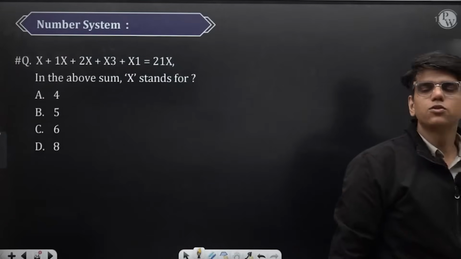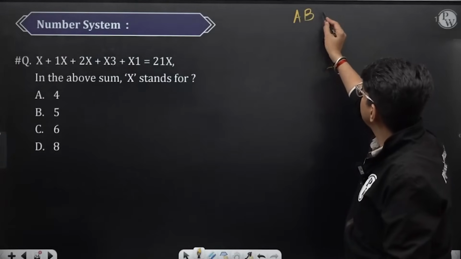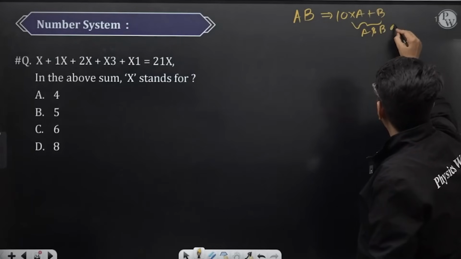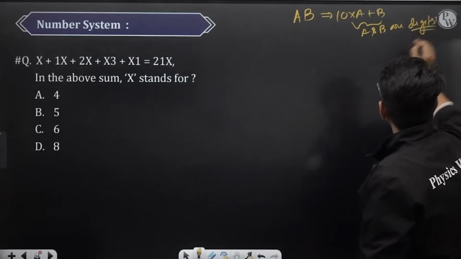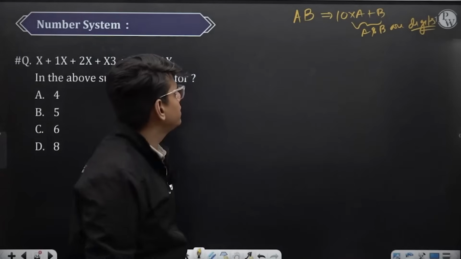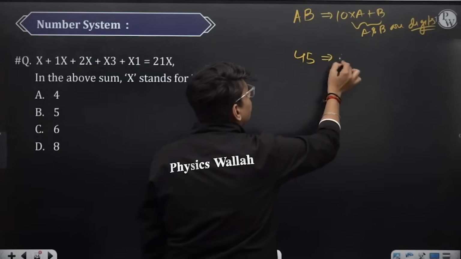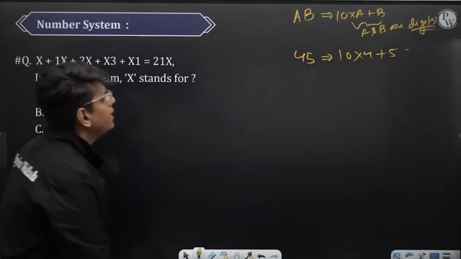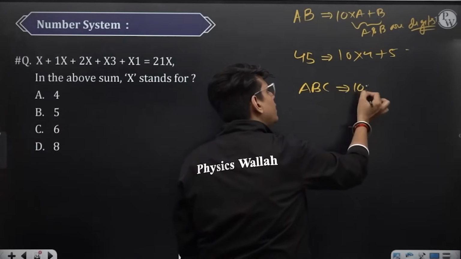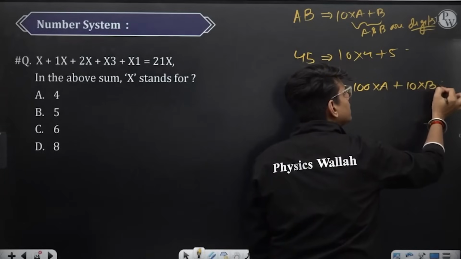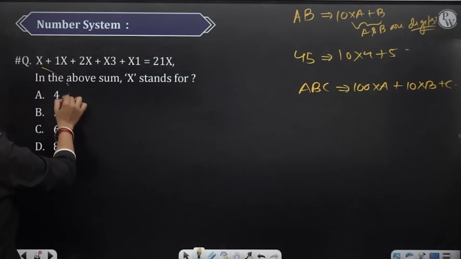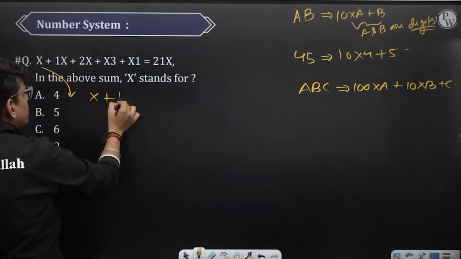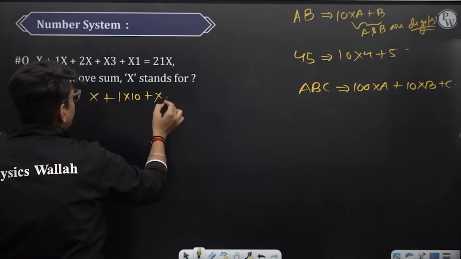This is based on numbers. So suppose the number is AB. Number AB can be written as 10 times A plus B, where A and B are digits. Digits are from 0 to 9. 0, 1, 2, 3, 4, 5, 6, 7, 8, 9 are digits. For example, 45 can be written as 10 into 4 plus 5. Okay, right? Similarly, a number ABC can be written as 100 into A plus 10 into B plus C. So with the same concept, I can write the number 1x as 1 into 10 plus x.